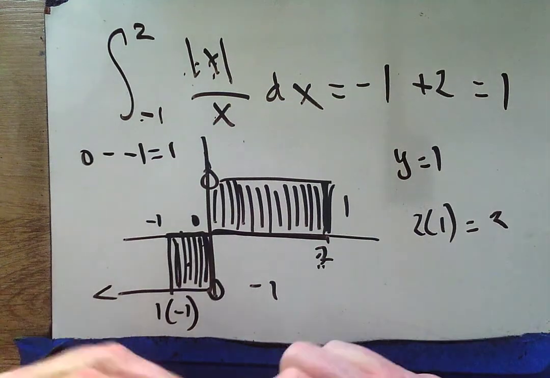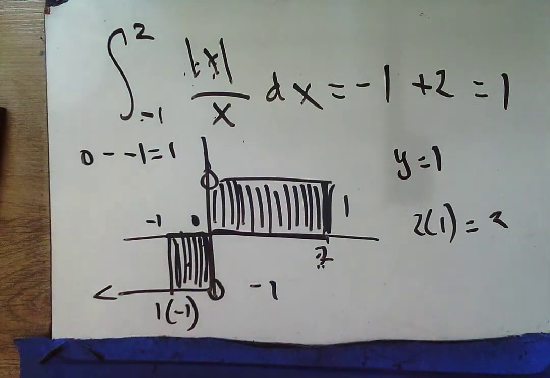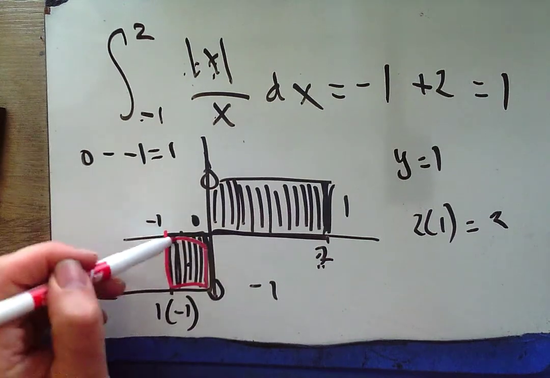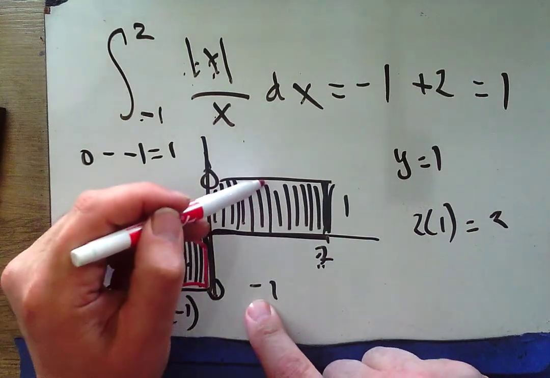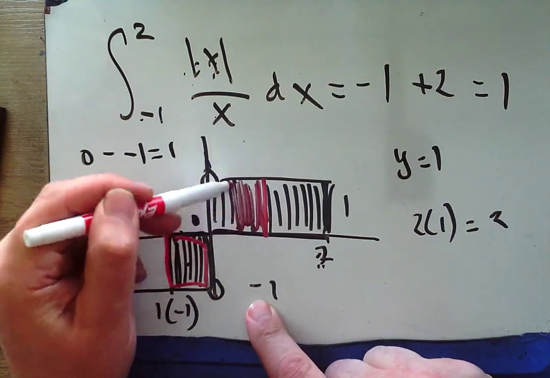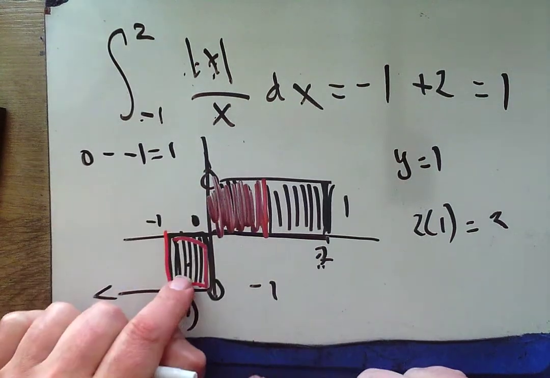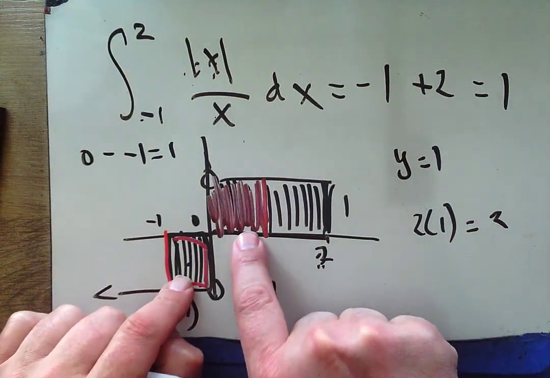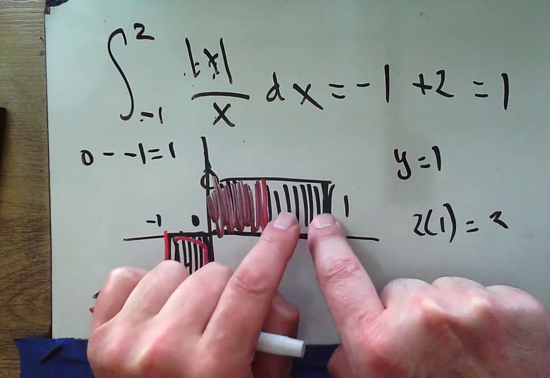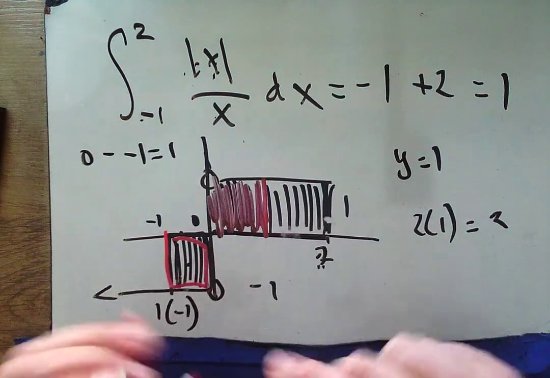Another way to understand what's going on here is this area can nibble away at this positive area, right? This negative 1 is canceled by this positive 1, leaving us the area of 1 left over.